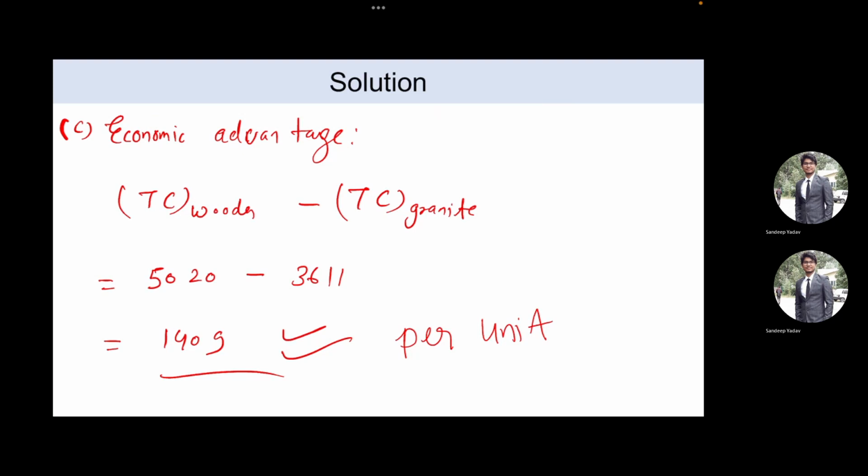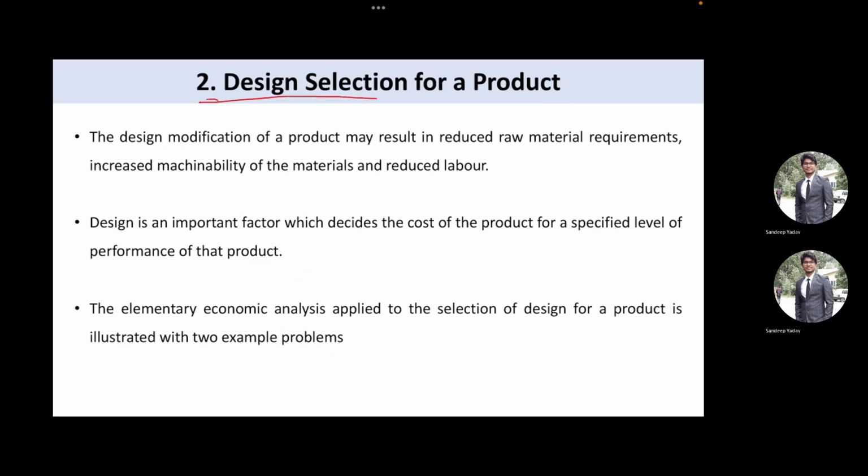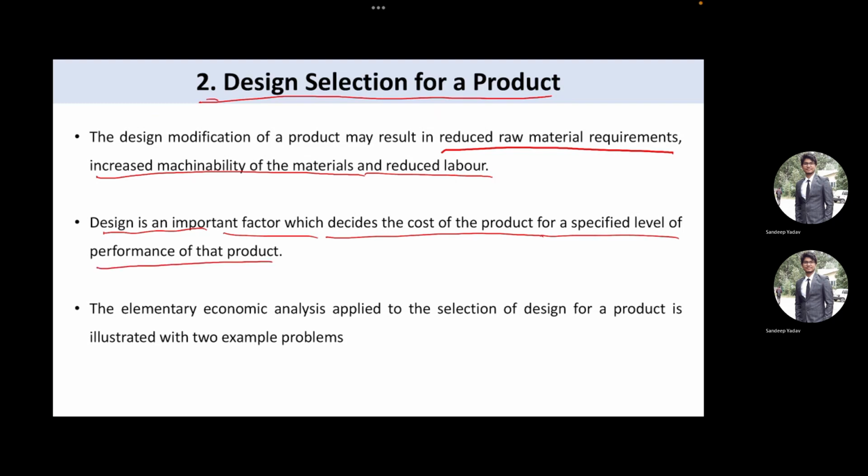Now let's move on to our second application, that is design selection for a product. In this, the design modification of a product may result in the reduced raw material requirement or increased machinability of material and the reduced labor. So that can also reduce the overall cost. Design is an important factor which decides the cost of product for a specified level of performance of the product.